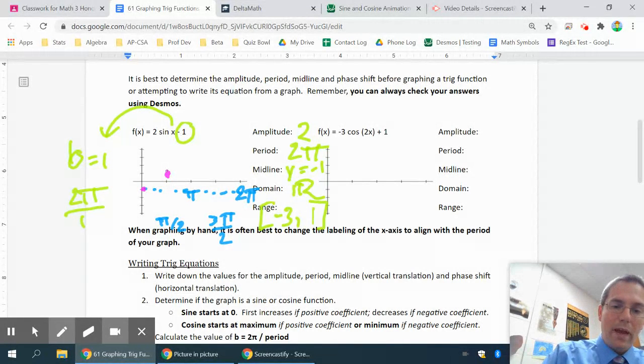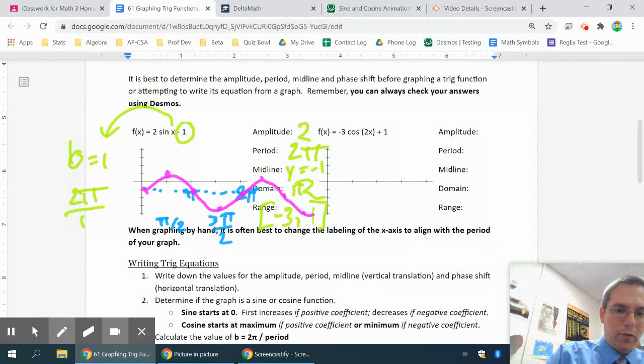Then it's going to go back down to your midline. Then it's going to drop down to your minimum value. So I'll go down my amplitude again, 2 more, and that's where the -3 comes in, and then back to the midline. If you wanted to make more than one cycle of that, you could just continue your pattern where you go up, middle, down, and so on, and you could make that go as far as you want.